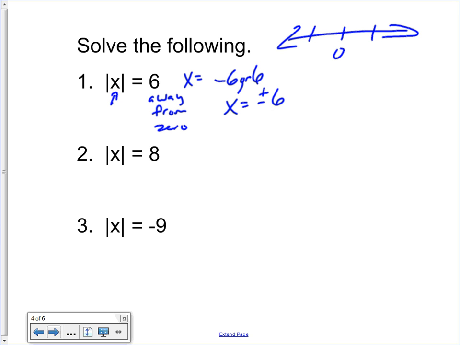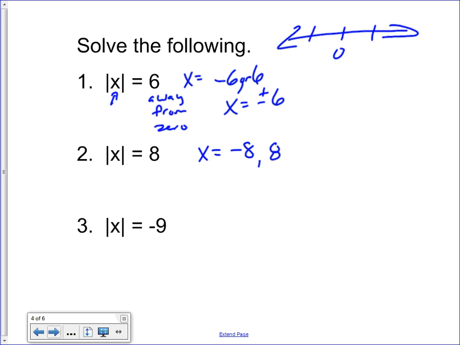Okay, same idea on number 2. We're asking us what number is 8 away from 0? Well, on the negative side of things, x could be a negative 8. On the positive side of things, x could be a positive 8. Okay, number 3, it says what number is a negative 9 away from 0?